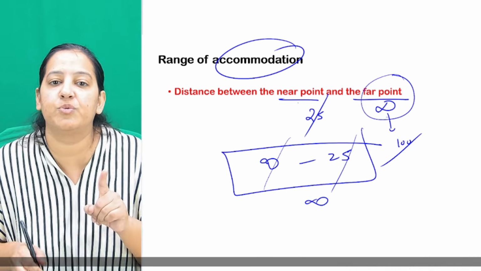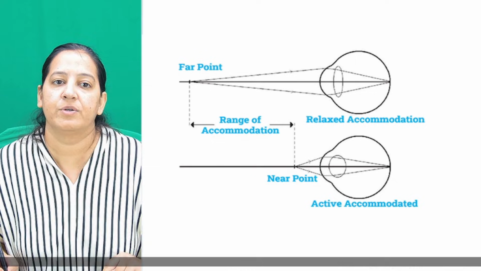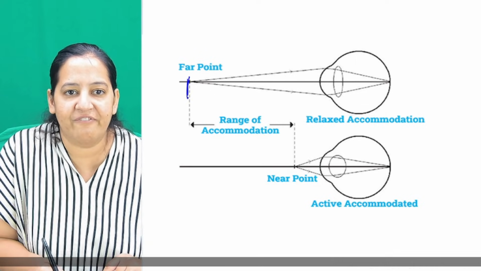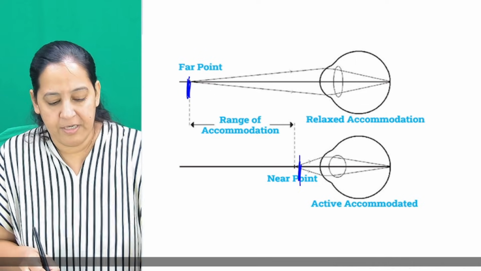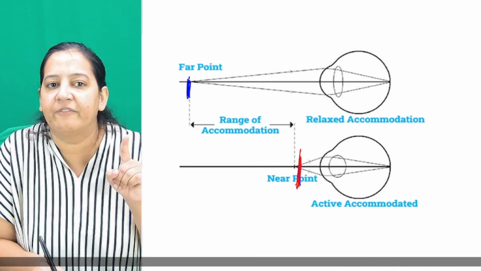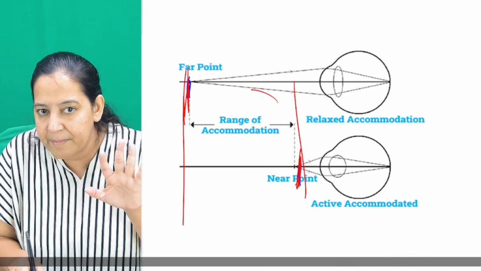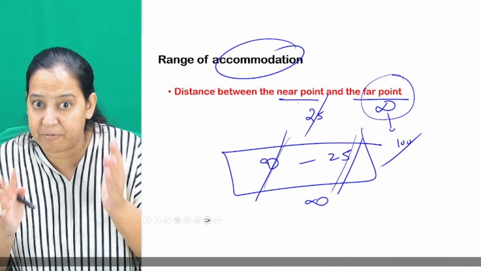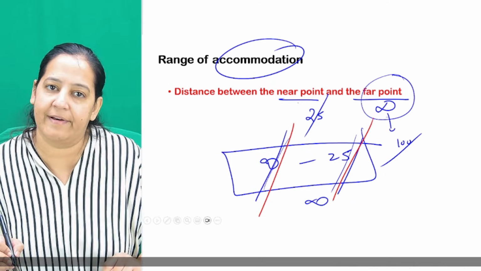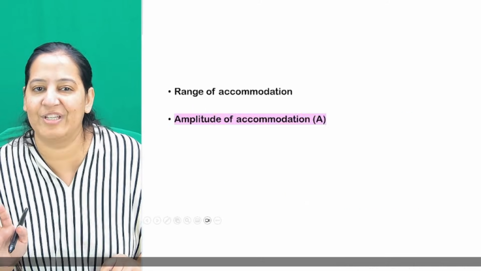It is the difference between far point and near point. Suppose this is the far point and this is the near point. So you deduct the near point from the far point, and whatever remains is the range of accommodation. It is the subtraction of far minus near. That is the range of accommodation.